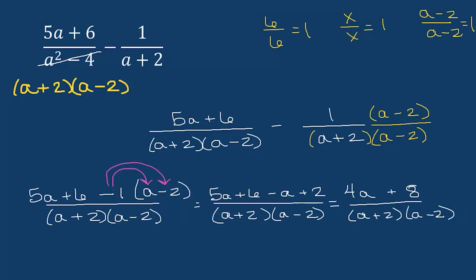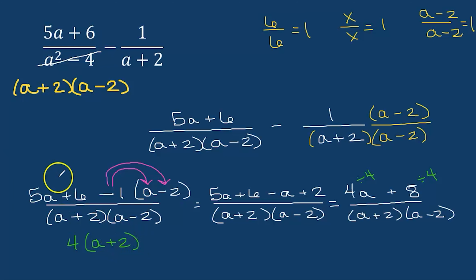Now technically we're done adding and subtracting, but what we are not done with is simplifying. Remember, with fractions we always have to check and see if they need to be simplified. And in this case, we can actually factor that numerator. We can divide both the leading coefficient and the constant by 4, and we're going to get a different numerator. We have 4 parentheses a plus 2.